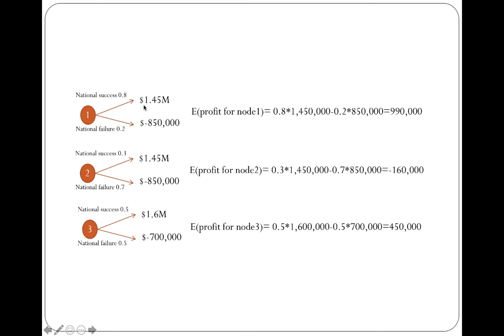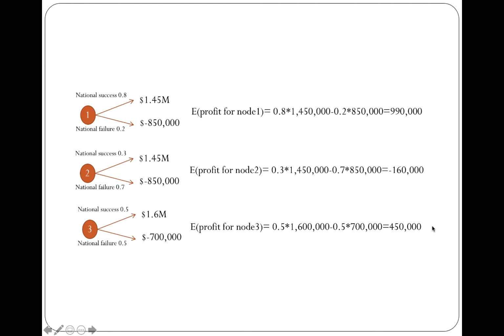So multiply the profit by its corresponding probability, plus multiply this loss by its corresponding probability, and the result is $990,000. We do similar calculations for node 2 and 3, and you can see the corresponding results.